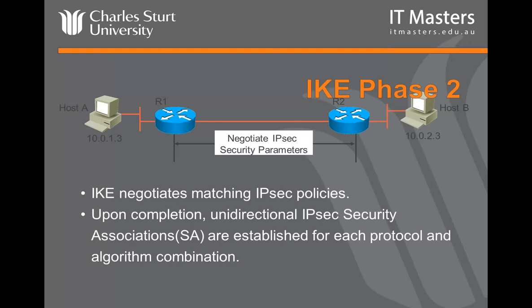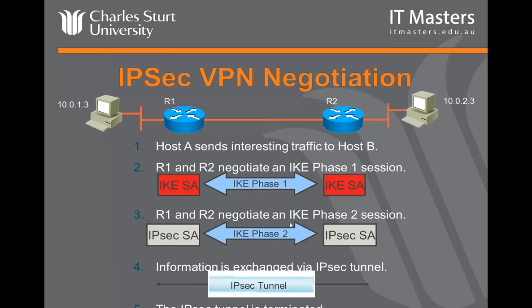Now it's important to note that there has to be an IPSec security association in both directions for a tunnel to come up. Okay, so it's not just a security association from router 1 to router 2, there also has to be a security association from router 2 back to router 1. And this is how it basically works in a nutshell.